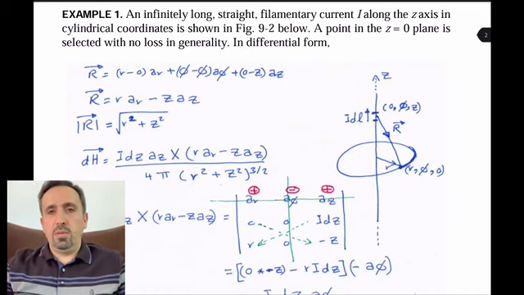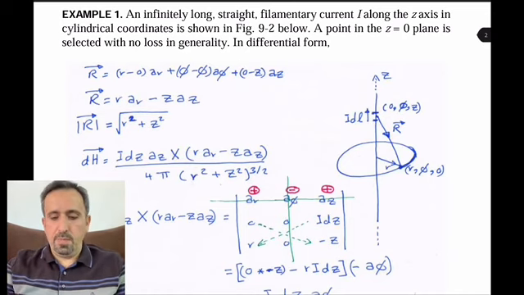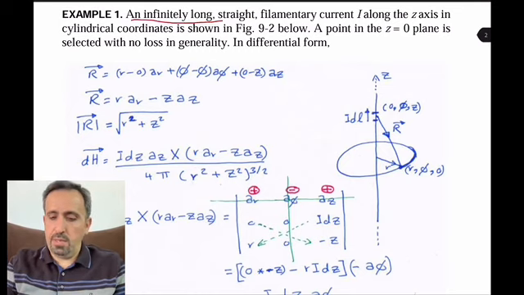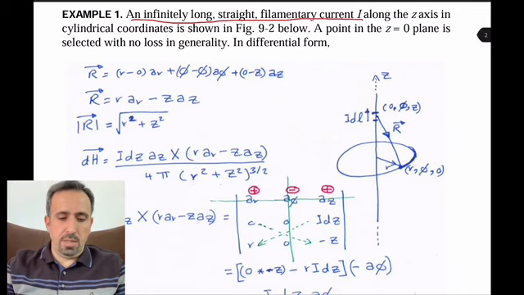Let's talk about example number 1. In example number 1, we have an infinitely long straight filamentary current I along the z-axis in cylindrical coordinates. So this is figure 9.2.